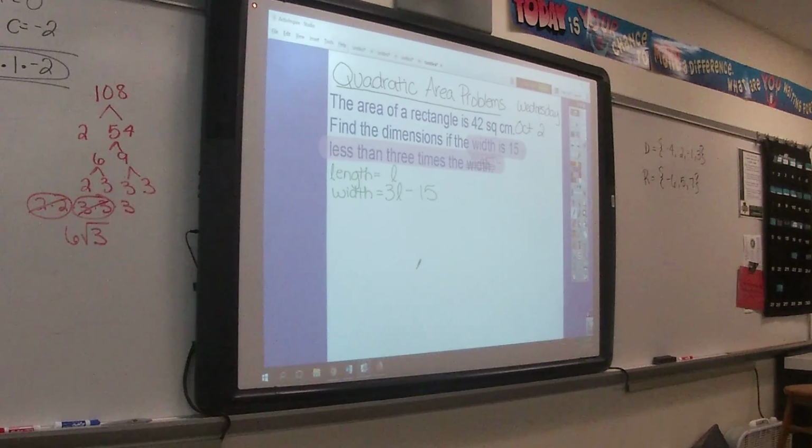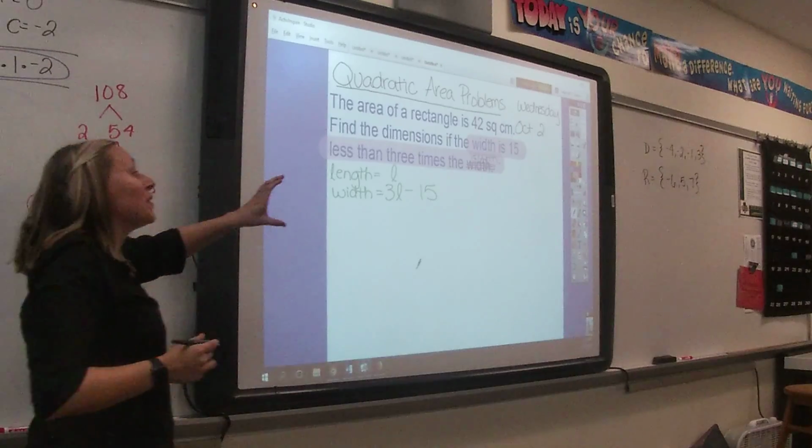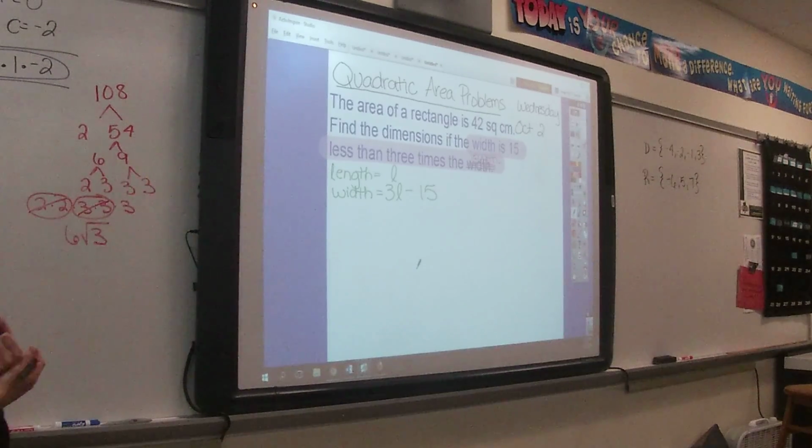Okay, so that info right there is review from Algebra 1. Is this all we're doing? Nope. This one specific piece is from last trimester. What do we have to add?